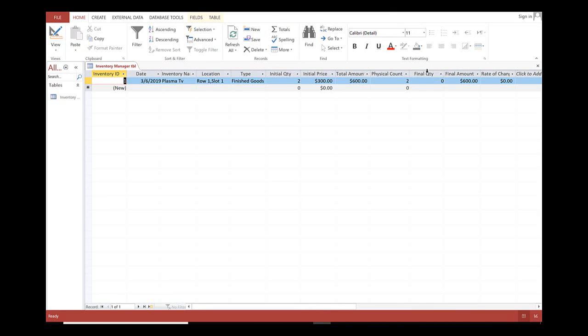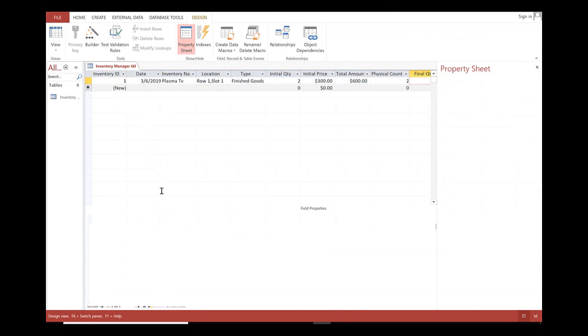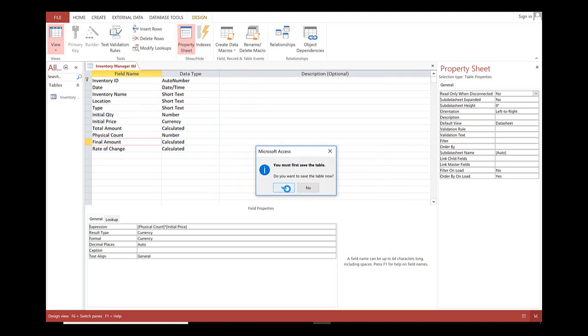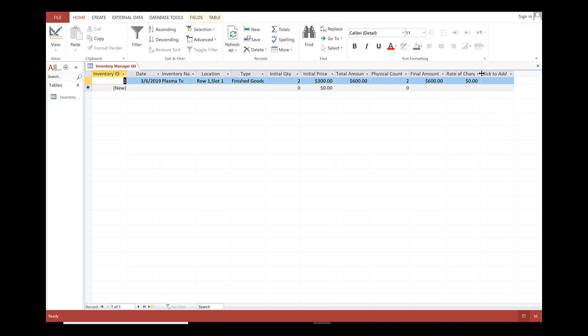Let's go back. Now we have it. Let's go here. Delete this final. Yes. And the rate of changes. So if we have one right here, the rate of change is down $300. Have 0 here, and it's down by $300.